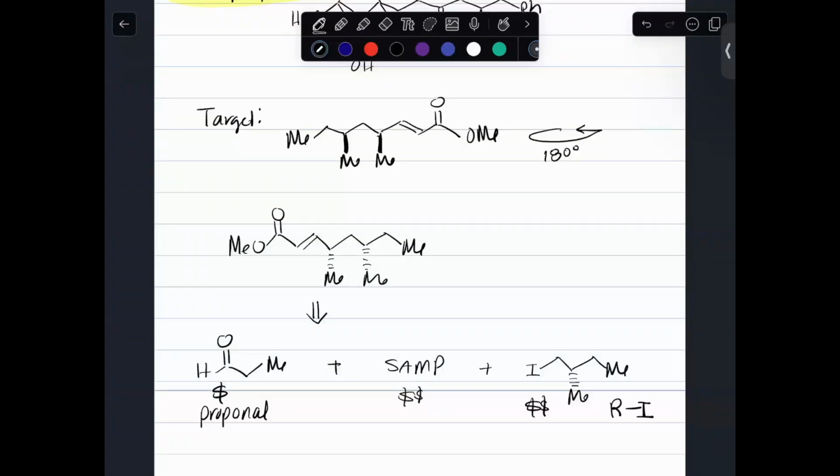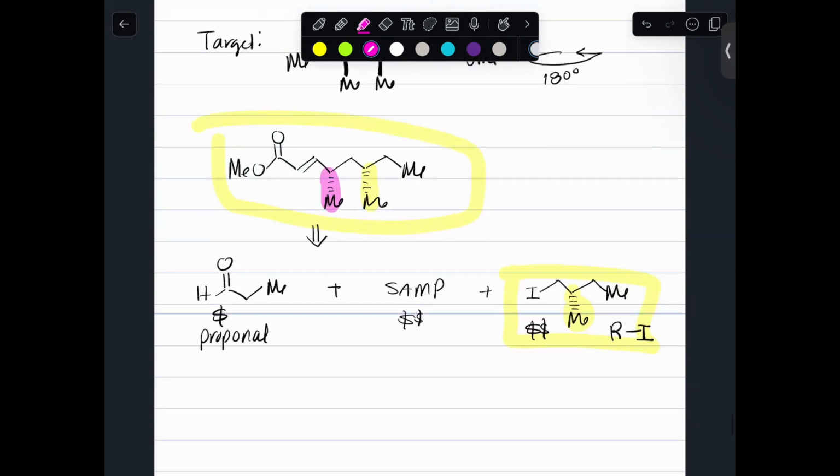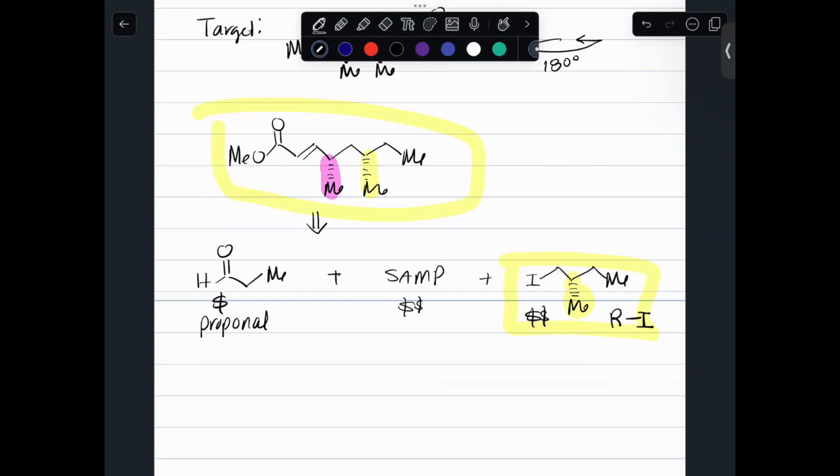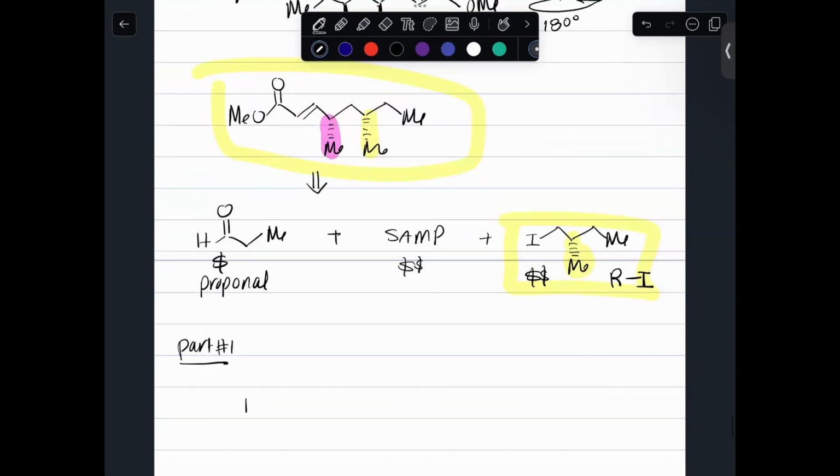And you can see that in this case, because he's already introducing this specific alkyl halide, one of the stereocenters is already introduced. It's already being bought. So all he really has to do is set this remaining stereocenter, and he does it with SAMP chemistry. And so let's go ahead and start this synthesis. Part number one. He starts with his propanol and SAMP.